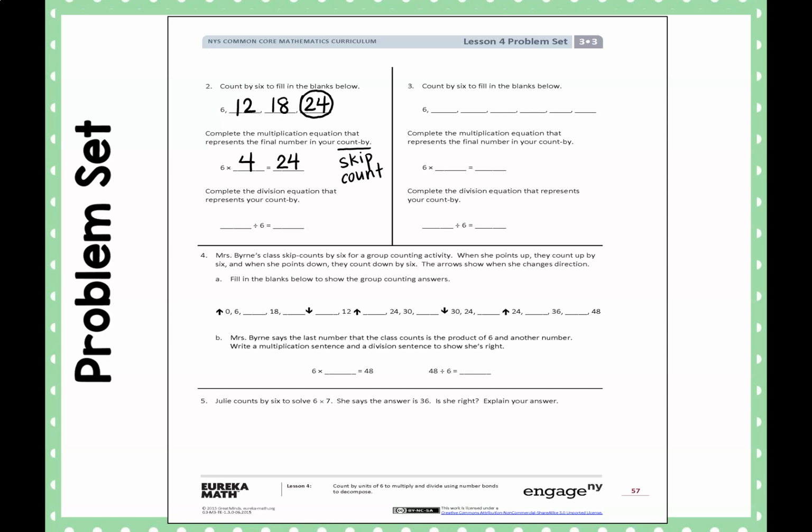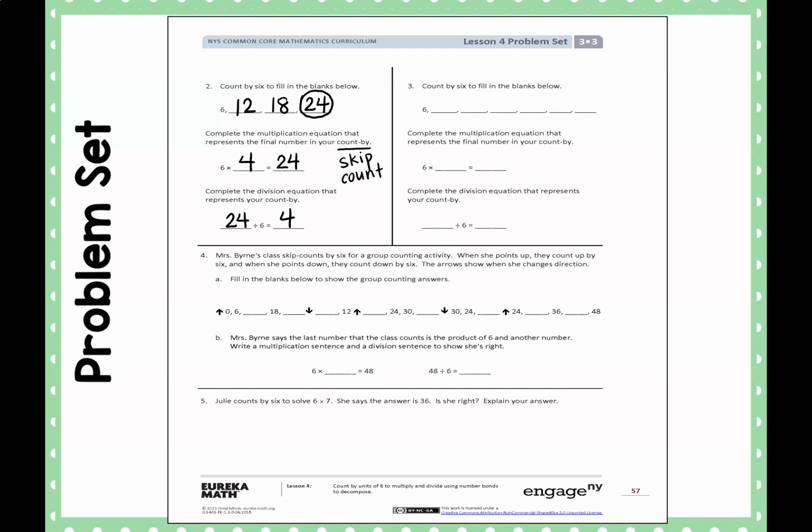Now it says complete the division equation that represents your count by. So this is reviewing that related multiplication and division. So if 6 times 4 equals 24, then for our division sentence, which number would come first? The biggest number, which was 24. So 24 divided by 6 equals, what number is missing? What number haven't we used yet from our multiplication equation? 4. So our division sentence would be 24 divided by 6 equals 4.